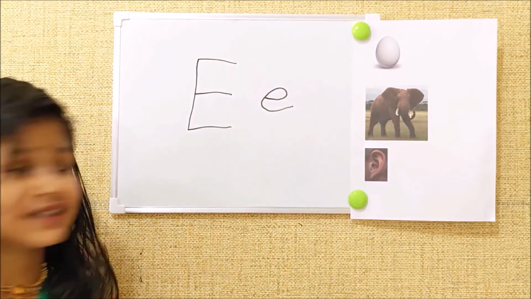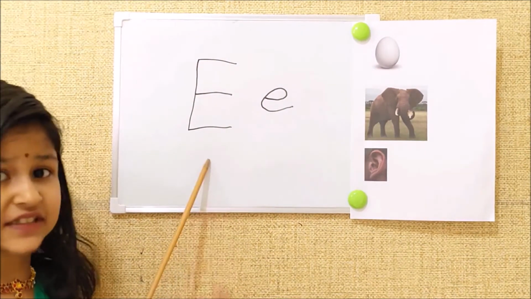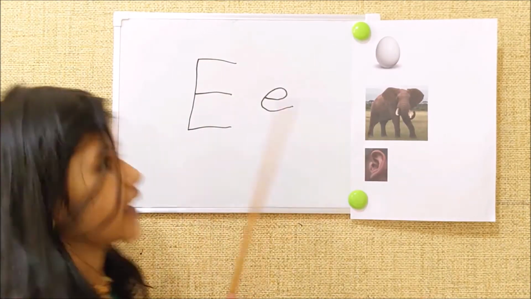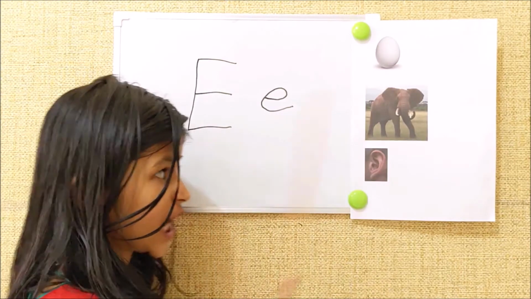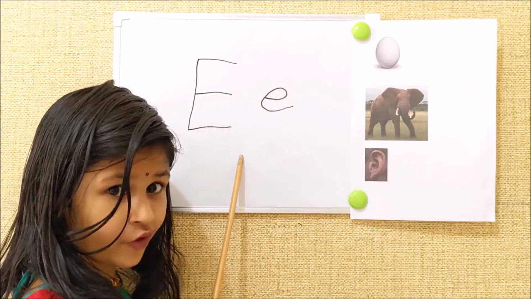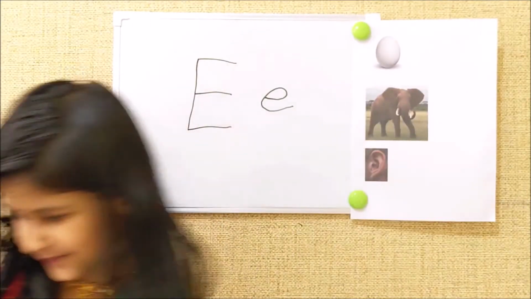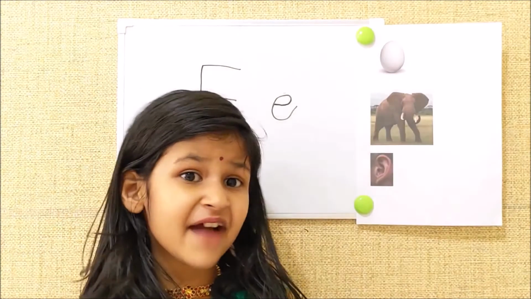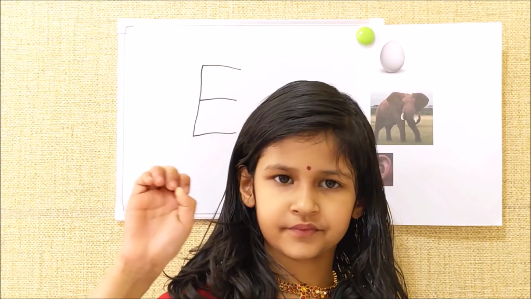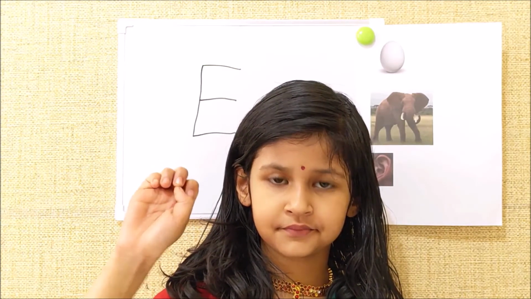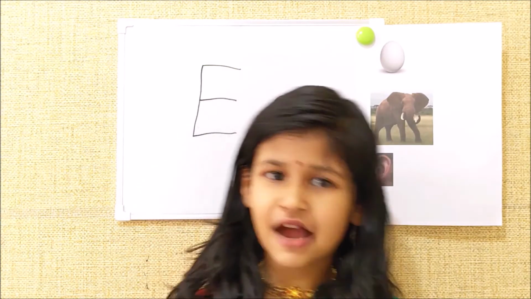Now let's learn some pictures. Start with E. E for egg. E for elephant. E for ear. Now I will show you the sign of E. Now I will teach you the sound of E.